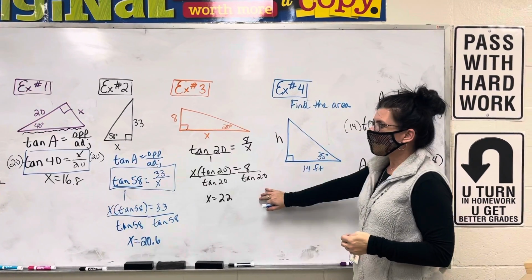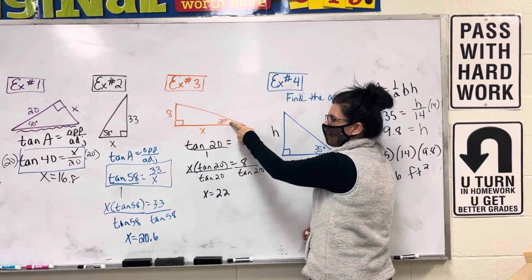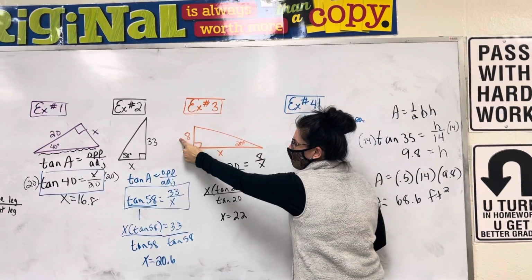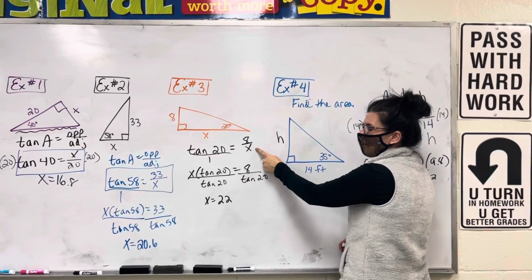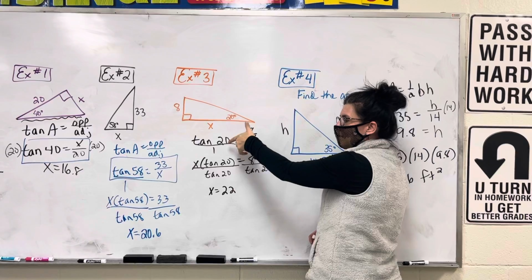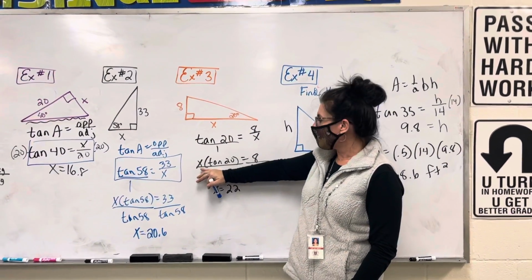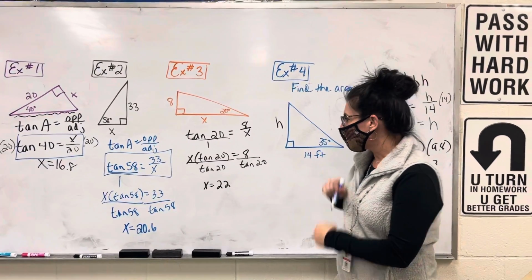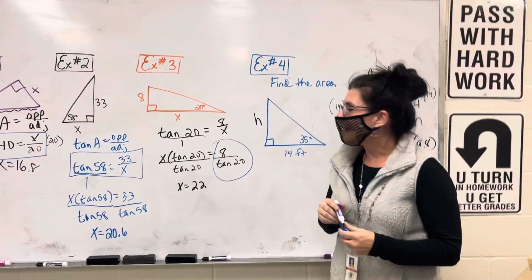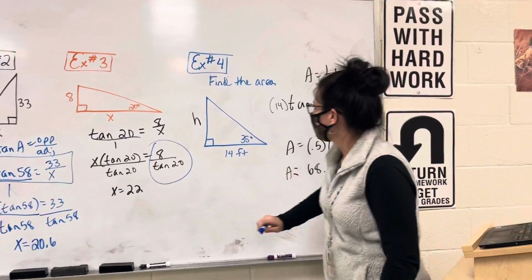The orange one's a very similar setup to the last one. So we're doing the tangent of 20 degrees equals opposite leg over adjacent leg. So the tangent of 20 is 8 over x. I created cross products. And when I did cross products, we're going to divide both sides by the tangent of 20. And on my calculator, what I did was this: 8 divided by the tangent of 20, and that gives me 22 rounded.